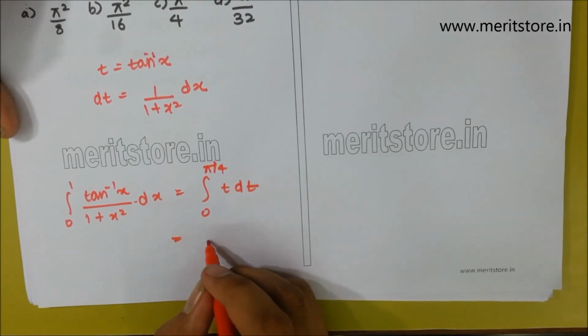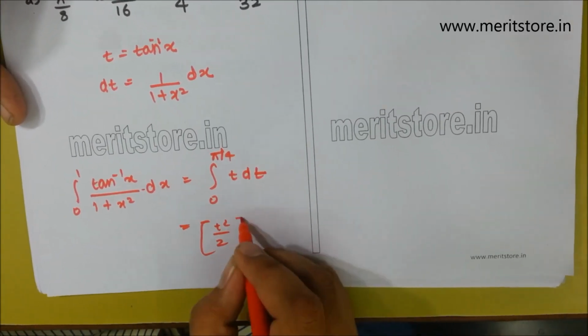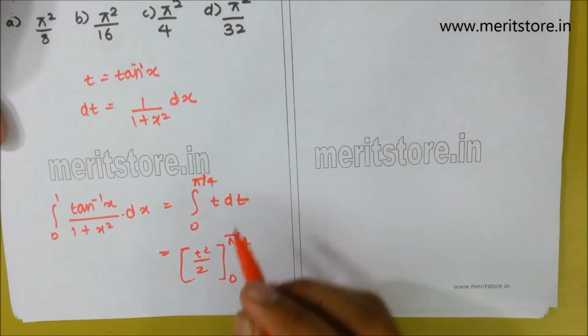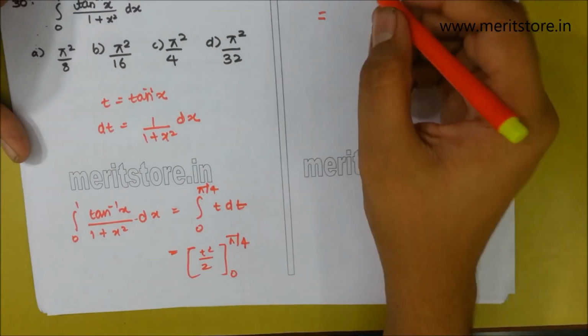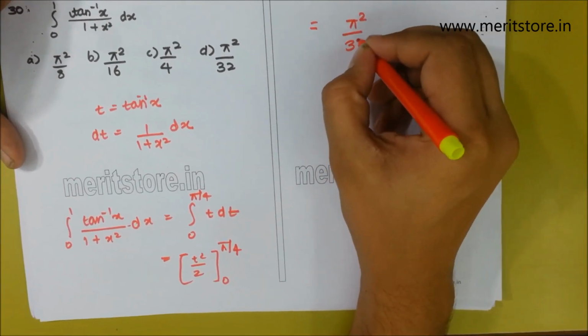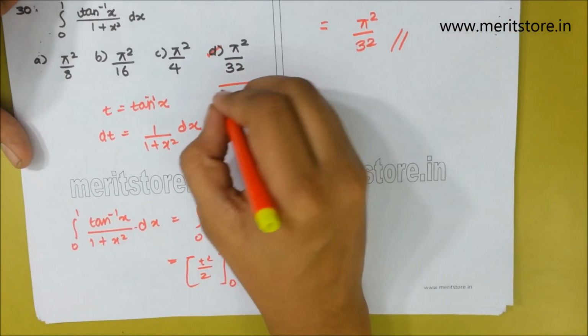Integration of t will give us t square upon 2 from the range 0 to pi by 4. Now upper limit minus lower limit. Instead of t, we'll substitute pi by 4 first and then 0. So what we get is pi square by 32. That is option D. So option D is the correct answer.